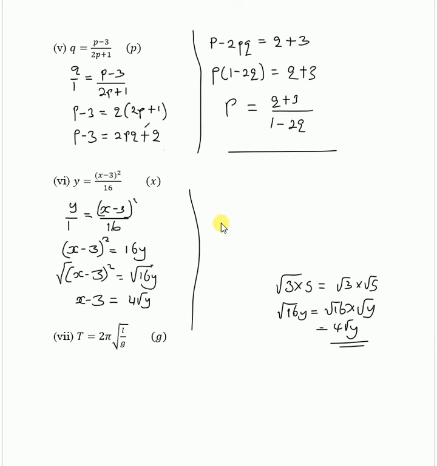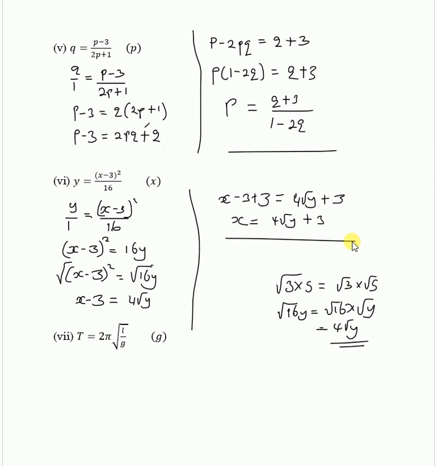And I now have, since this one is being subtracted, I shall add 3 on both sides. So I have x minus 3 plus 3 equal to 4 root y plus 3, such that this one goes with that. I have that x is equal to 4 root y plus 3. That is having x as the subject of the formula.